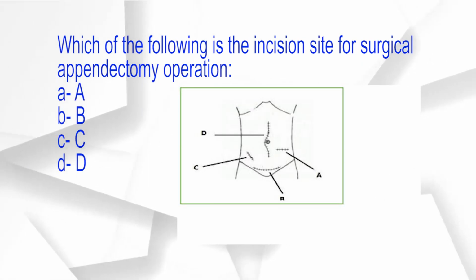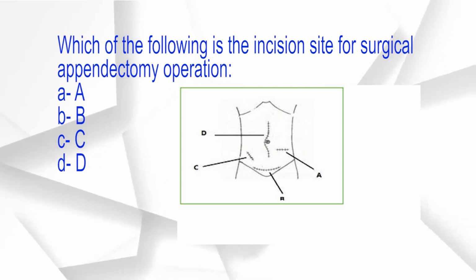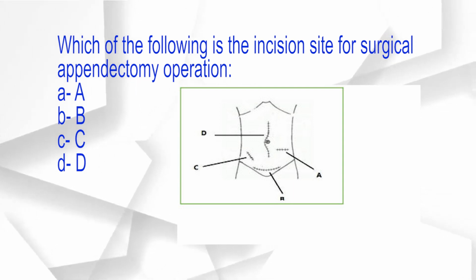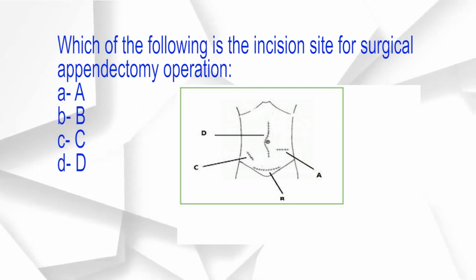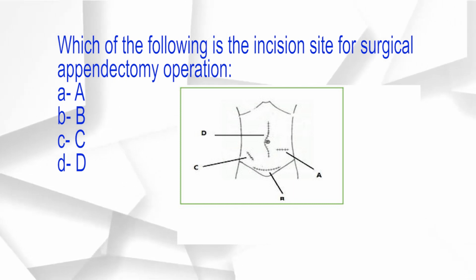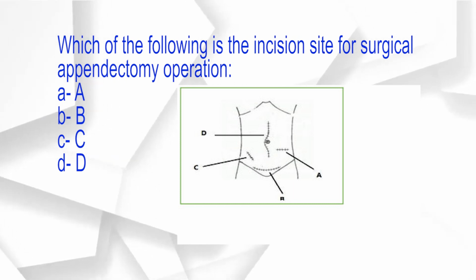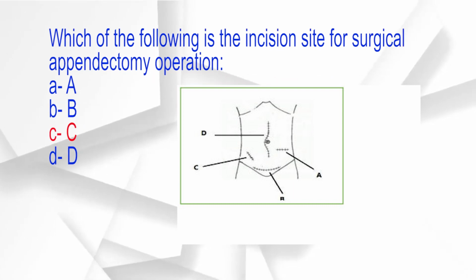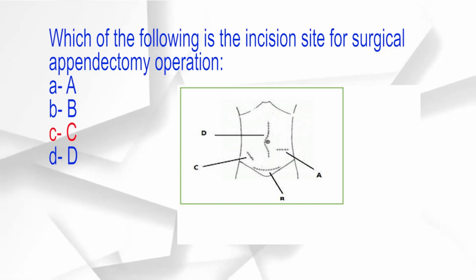Guys, here our next question. Which of the following is the incision site for surgical appendectomy operation? Answer. The options are AA, BB, CC, DD. And the correct answer is option CC.